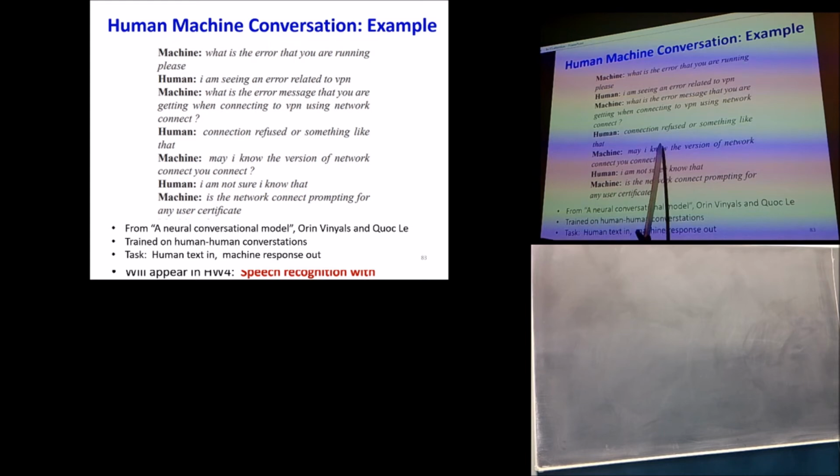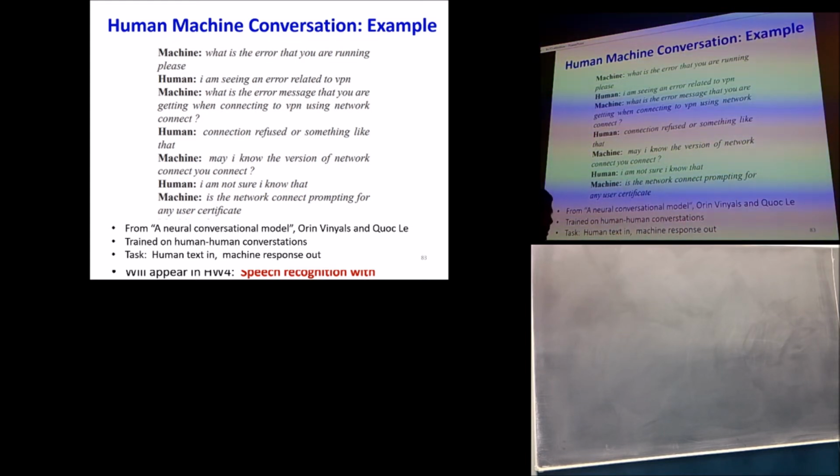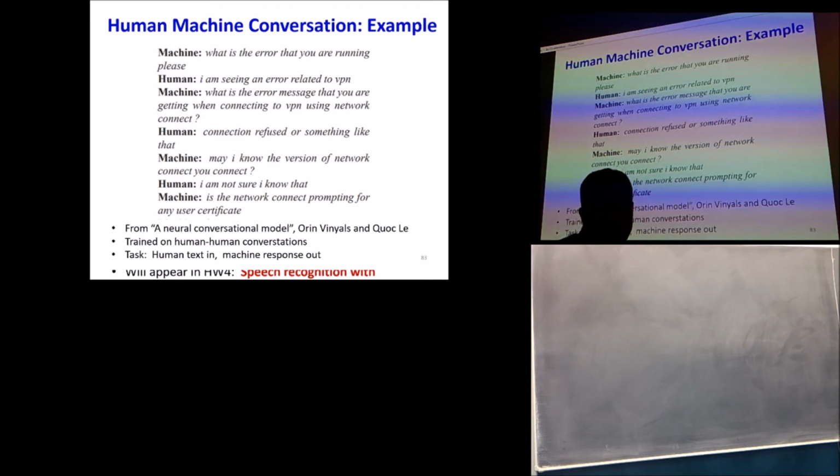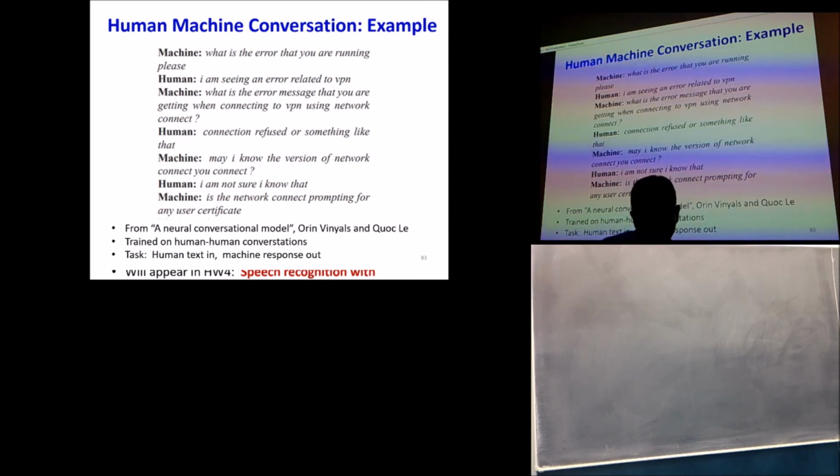The human says connection refused or something like that. And the machine says, may I know the version of the Network Connect that you connect? I'm not sure I know that. Is the Network Connect prompting for any user certificate? So as you can see, the responses are very appropriate. It actually seems to be doing a really nice job. And it's almost difficult to believe that these responses are by an automated system. So the sequence-to-sequence model clearly is doing the job right over here.